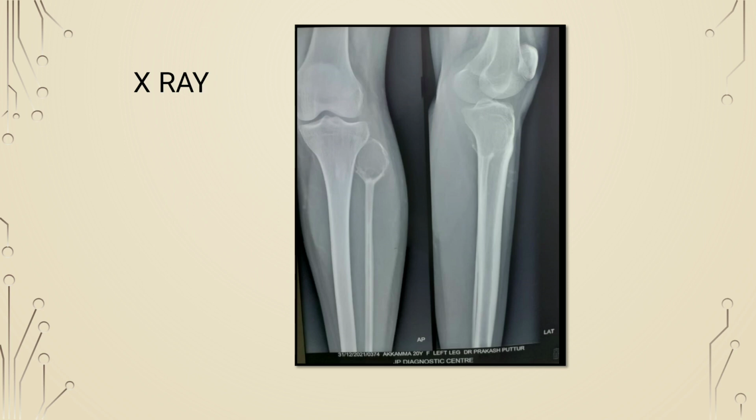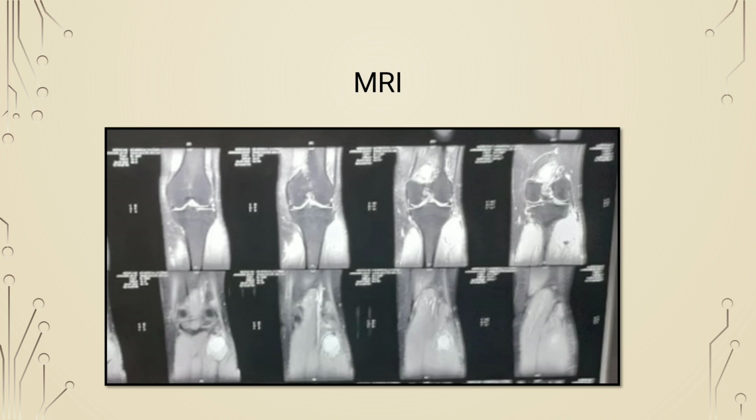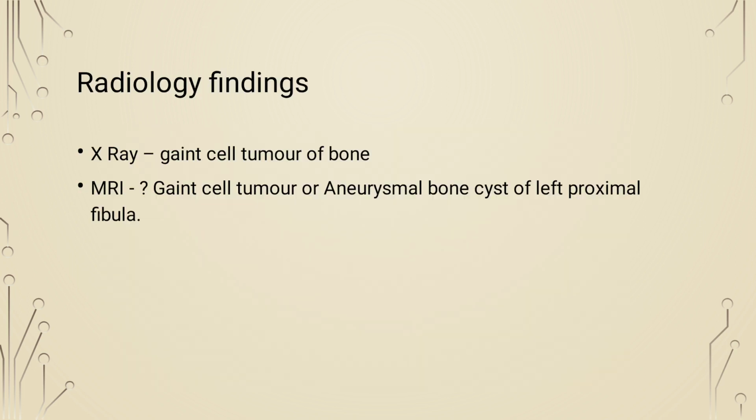Radiological examination. X-ray of the bone showed a lytic lesion present on the proximal end of the tibia, giving a soap bubble like appearance. On MRI, here also we can see a lytic lesion present on the proximal end. So, radiological finding on X-ray was giant cell tumor of bone. On MRI, differential diagnosis of giant cell tumor of bone or aneurysmal bone cyst was given.